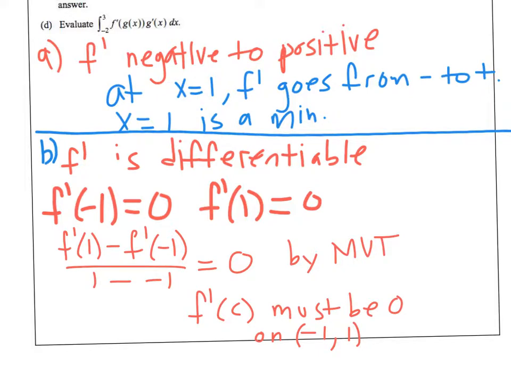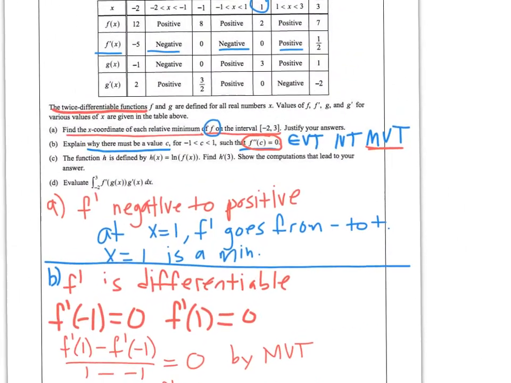Somewhere between these two values, because we have the same height at both, by the way, this is also called Rolle's Theorem, although that's just a special case of the mean value theorem. The average rate of change on this interval is equal to 0, so somewhere in there we have to have a derivative that's also equal to 0. That's really what we're getting at there.